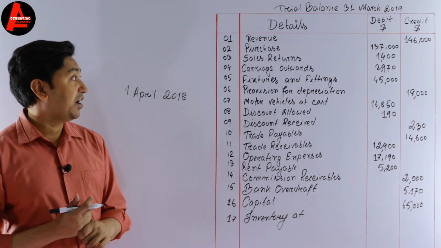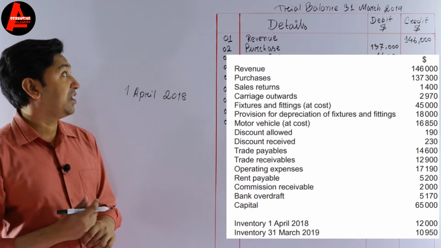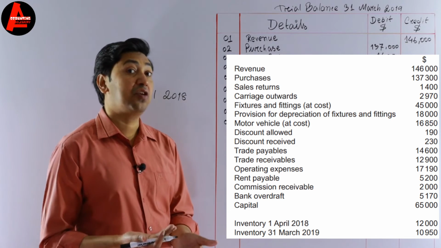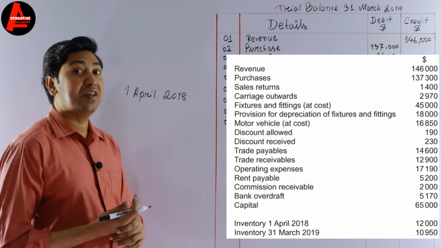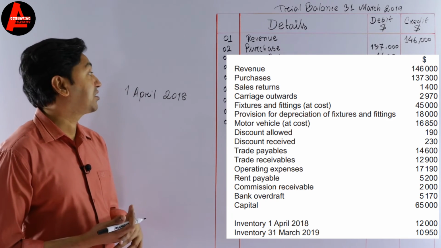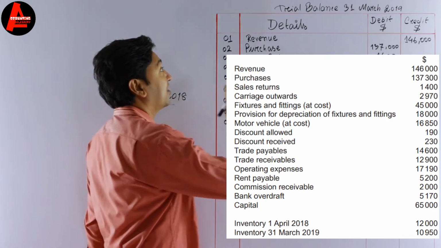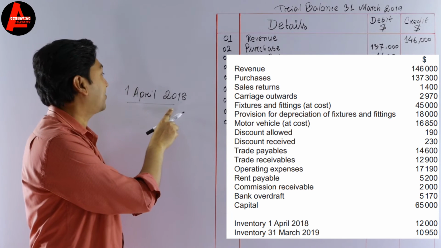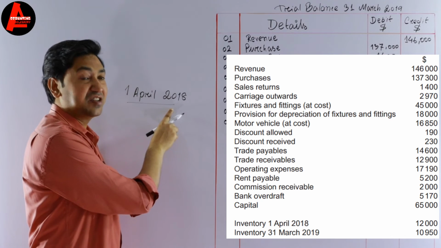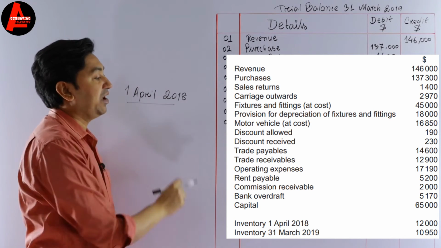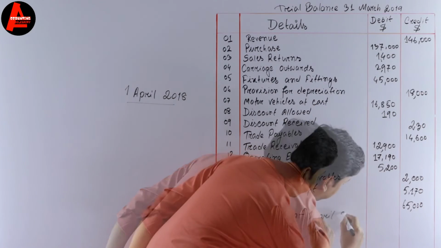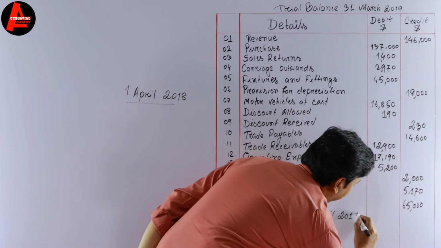Okay, so here we have two inventories. One is with the date of 31st March 2019 and another one is 1st April 2018. Okay, so which one is older, this or this? So this is the older one. Okay, 1st April 2018. So this inventory will be included. So let us write here inventory at 1st April 2018.